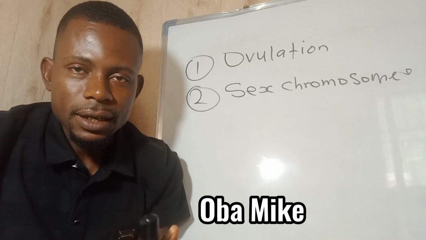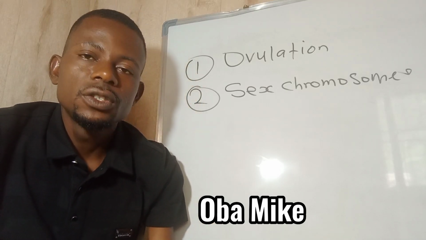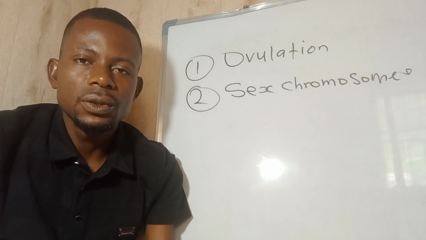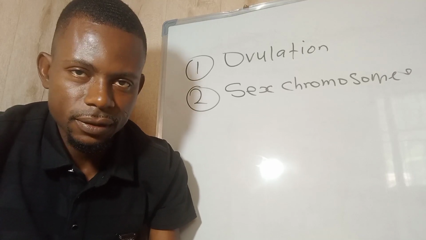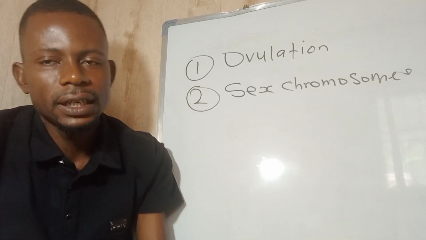So my name is Oba Mike, and I teach human anatomy and physiology to both nursing and midwifery students in two different nursing colleges. So let's go straight to the first one, ovulation.